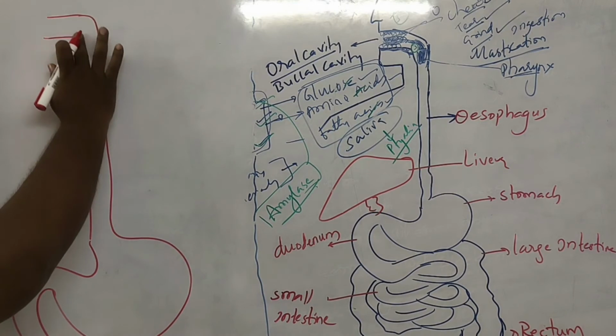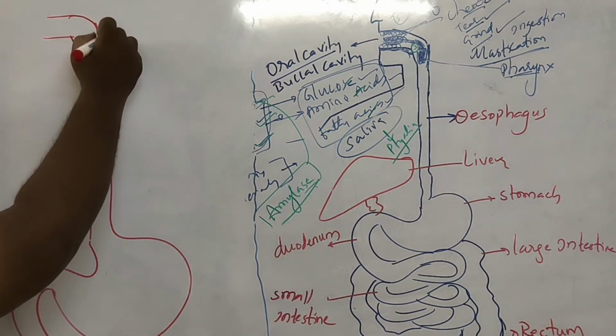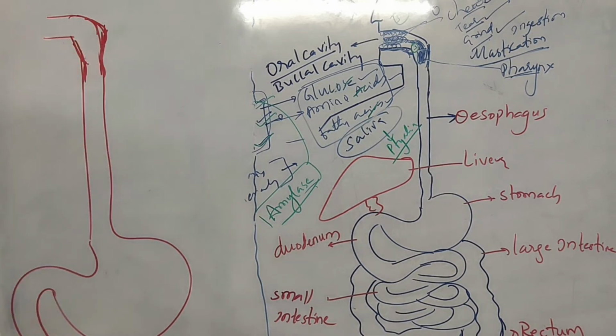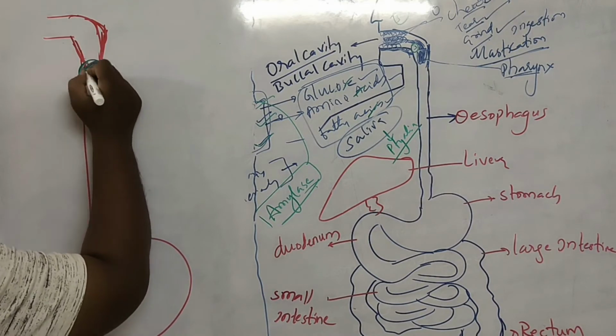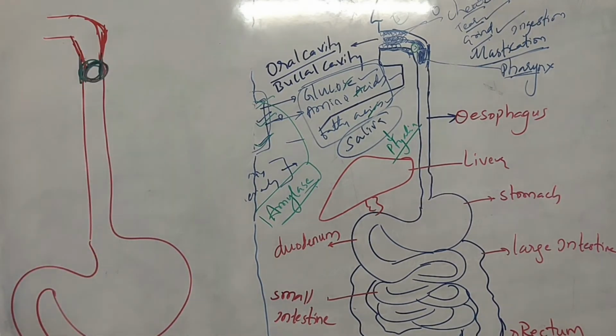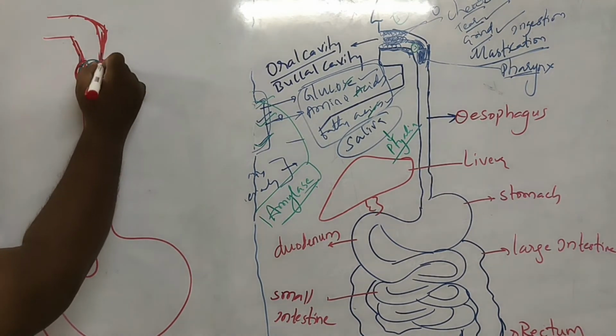Okay children, now this is the buccal cavity and this is the pharynx. From the pharynx the food will enter into the esophagus. Now we'll take the food which you have taken as a gulp. Okay, now this is the food particle. So when it enters into the esophagus, it forms like this.